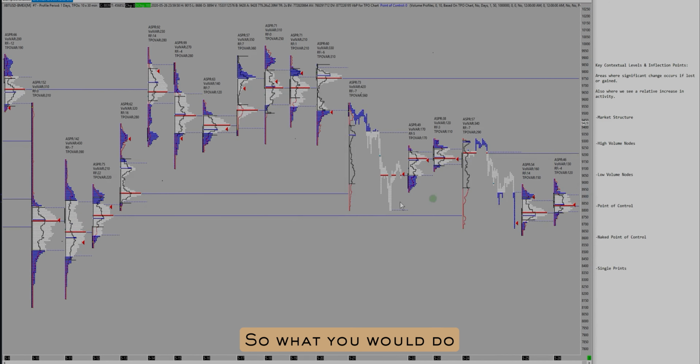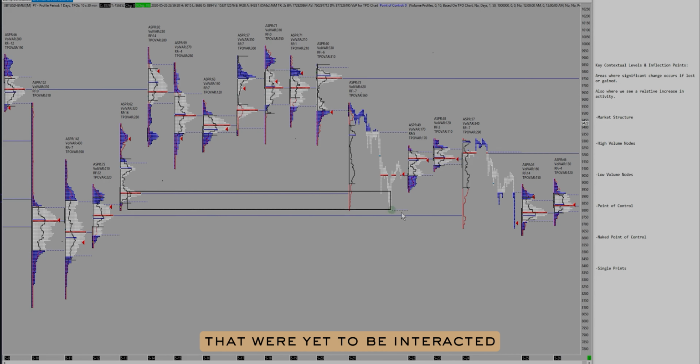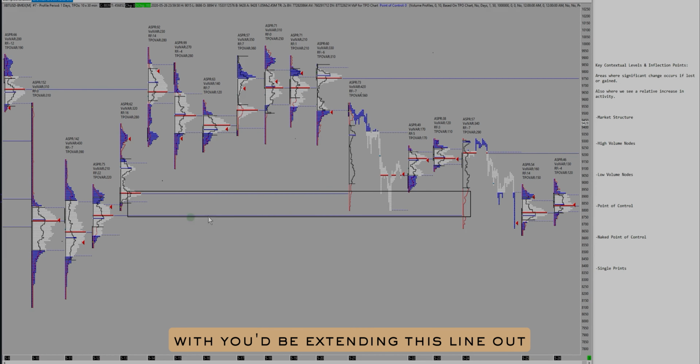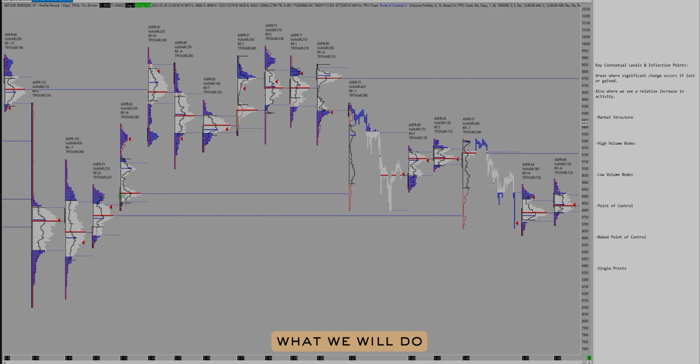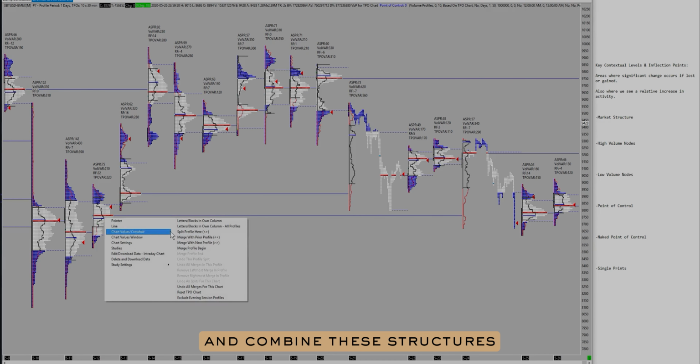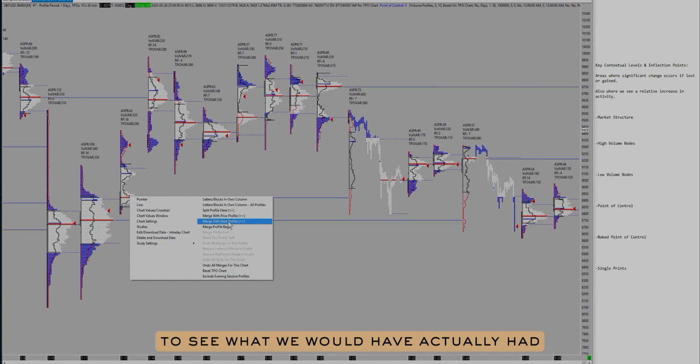So what you would do in the future is if you had 2 points of control like this that were yet to be interacted with, you'd be extending this line out moving forward as an area of significance to pay attention to, to look for potential support if price traded down through. So what we will do is we're going to go ahead and combine these structures to see what we would have actually had.